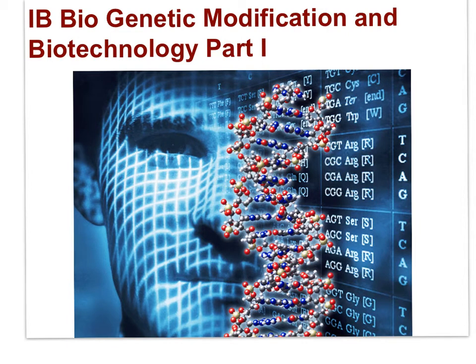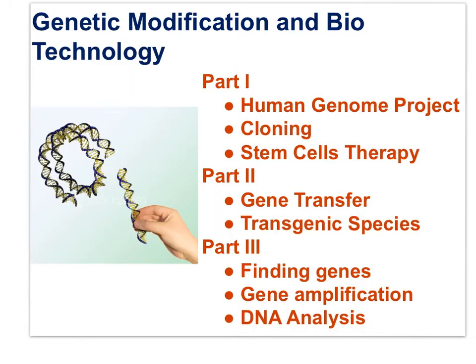IB Bio, Genetic Modification, Biotechnology, Part 1 examines three areas: the Human Genome Project, cloning, and stem cells. The essential idea is biologists have developed techniques for artificial manipulation of DNA, cells, and organisms. Here is an outline of the three parts in this biotechnology series.